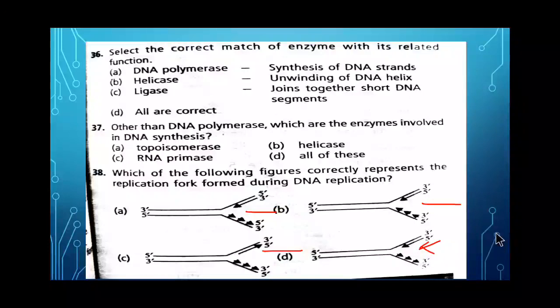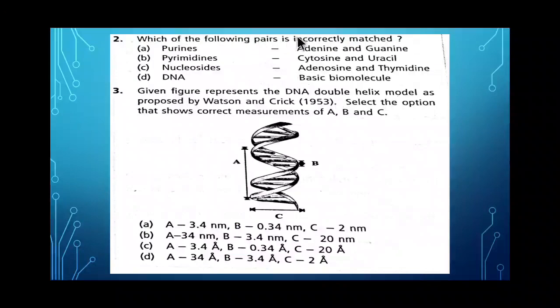Now next is, which of the following pairs is incorrectly matched? Purine, adenine and guanine; pyrimidine, cytosine and uracil; nucleosides, adenosine and thymidine; and DNA is a basic biomolecule. We know that purines are adenine and guanine, pyrimidines are cytosine and uracil, nucleosides are adenosine and thymidine, but DNA, deoxyribonucleic acid, is an acidic biomolecule. So this is the incorrectly matched one, the answer will be D.